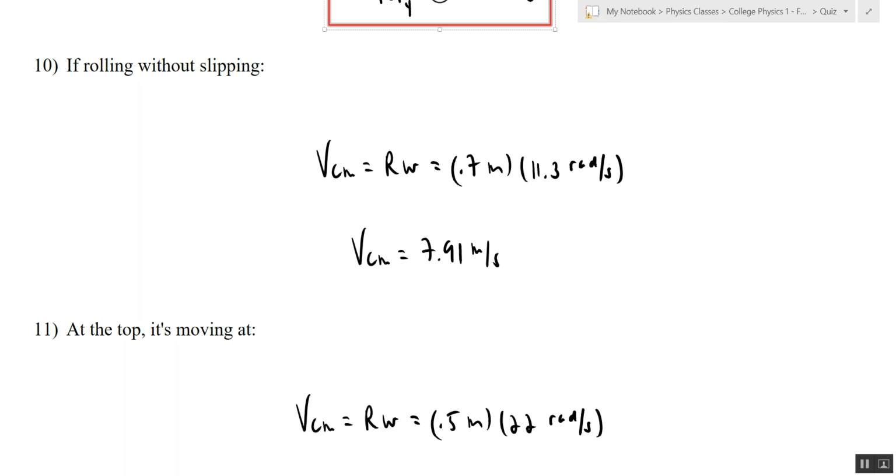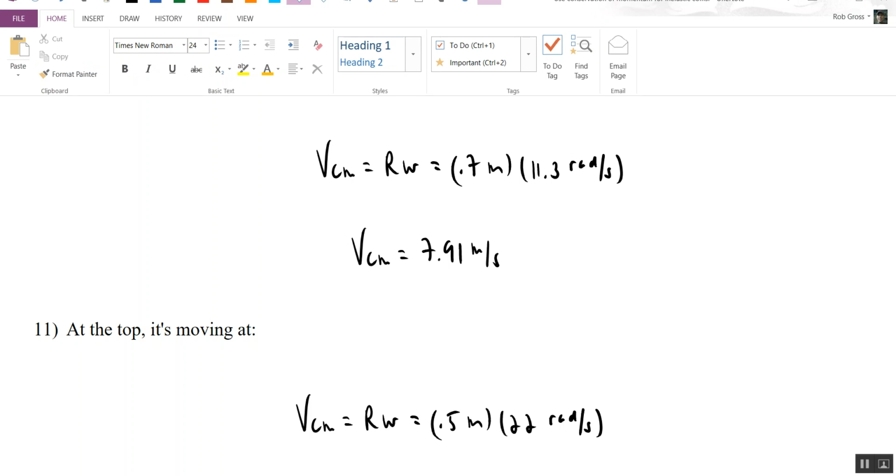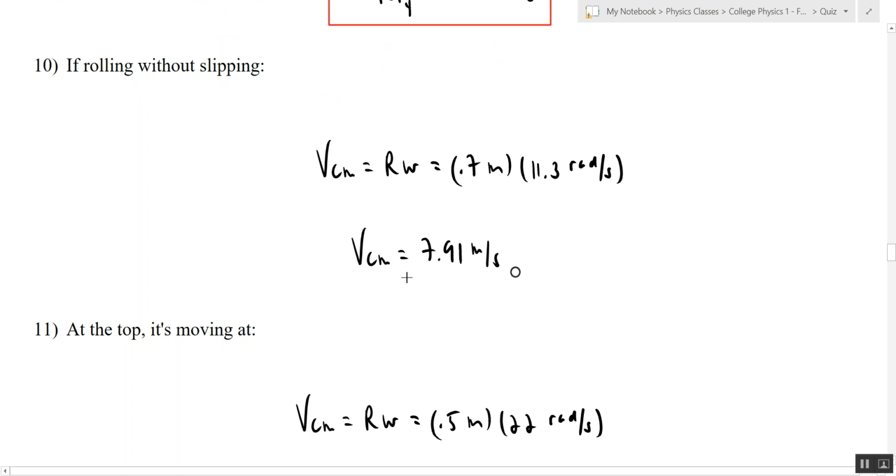10, I don't know why I said 5, but 10 was pretty straightforward. If it's rolling without slipping, you have this equation that v CM is equal to R omega, so how fast it's moving is equal to its radius times how fast it's spinning. So 10 was basically a gimme.